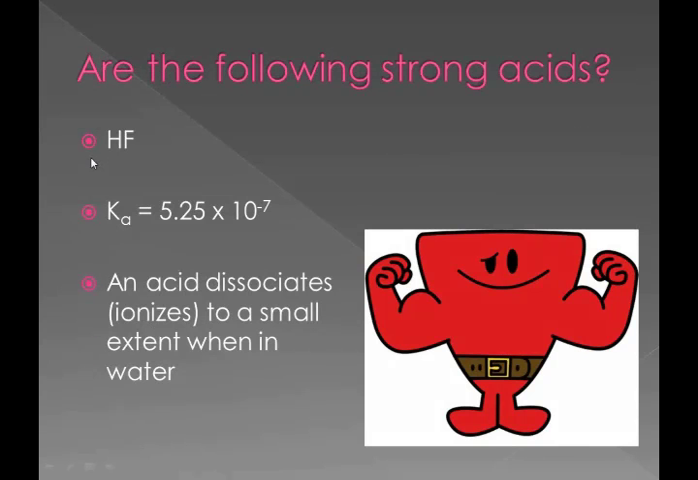So, are the following strong acids? HF. Well, if you had memorized your strong acids, or if you have the table list in front of you, you'll notice that HF is not included on that list, and so therefore it's a weak acid. An acid with a Ka of 5.25 times 10 to the negative 7th, that's a pretty small Ka. It's definitely less than 1, and so we would say that's also a weak acid. Mr. Strong down here is going to be a little disappointed because even our last one here is also a weak acid, because this is the definition of weak acids. They dissociate or ionize only to a small extent when in water.